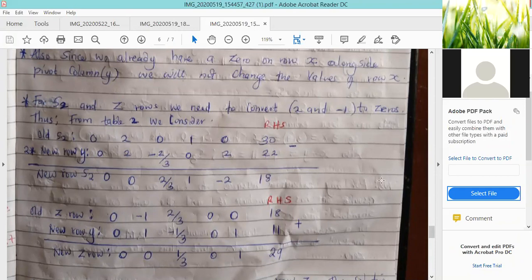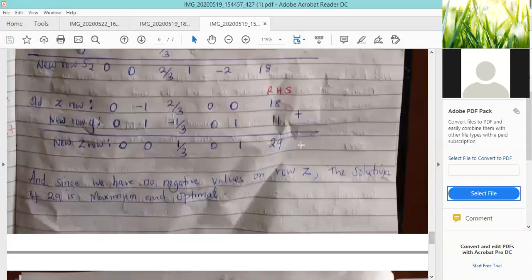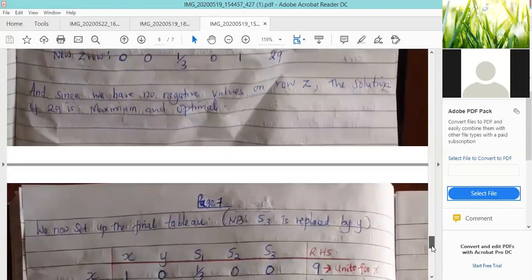Then finally, we had a Z with a minus 1 here. How can we make a 0 here? What I've done with the Y that had a 1, 1 and 1 will give me a 0, but with an operation of addition. And lastly, remember, whatever you do to the left, you also do to the right. And I have a value of 29, which is my Z value.